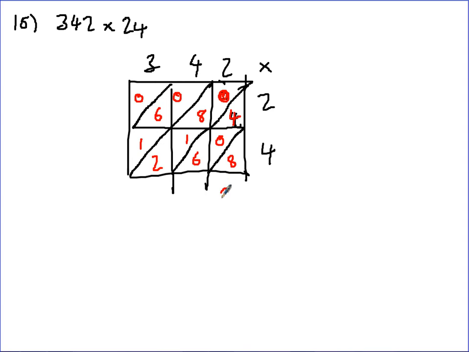Going down in diagonals now. 8, 4, 0 and 6 is 10. So you put a 0 in there, carry 1 to next. 8 and 2 is 10. 1 and 1 is then makes it 12. 1, 1 and 6 is 8. So then we get 8,208 as your answer.